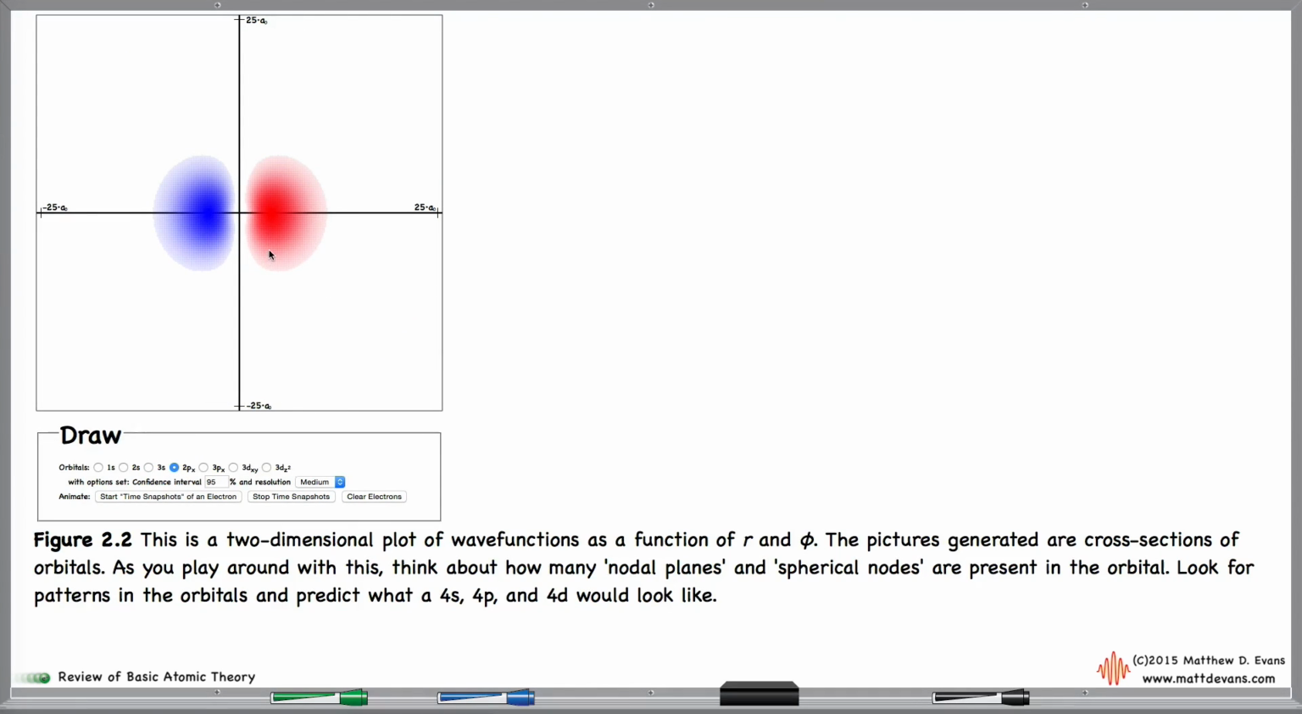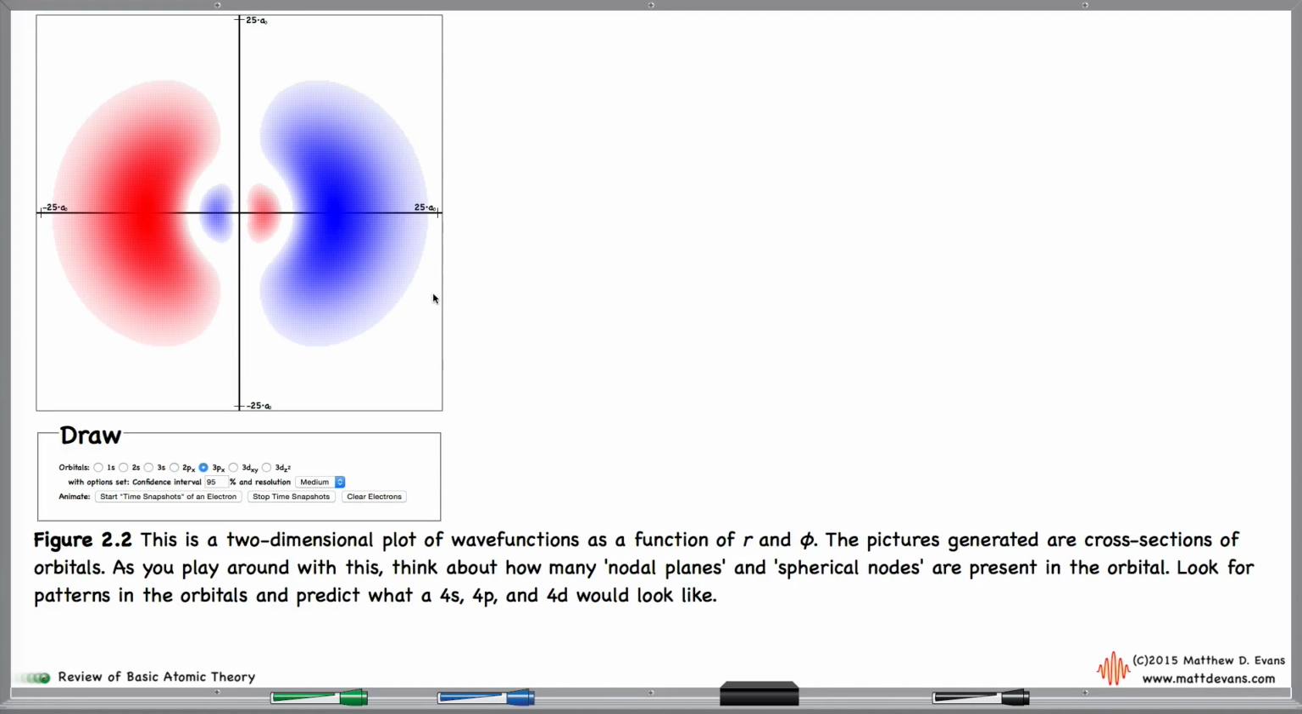And you're probably used to seeing this from textbooks. This is the classic dumbbell shape for a p orbital. But maybe you've never seen a 3p orbital. So what happens with a 3p orbital? I think 3p is my favorite type of orbital. I tend to ask these on exams all the time. I don't know why. But it looks a lot like a 2p orbital, except now we've got a spherical node and a nodal plane, as we call it, down the middle. We had a nodal plane in the 2p, but now we've added a spherical node.